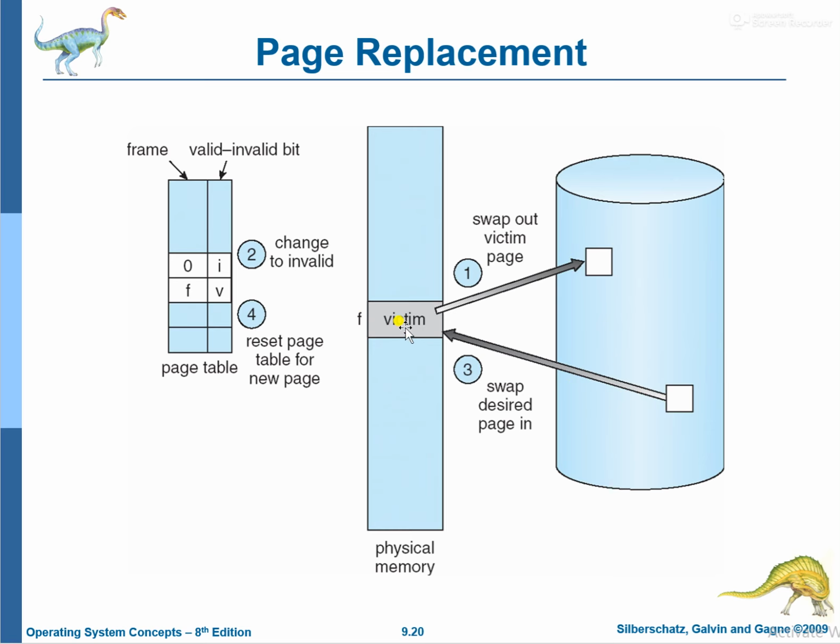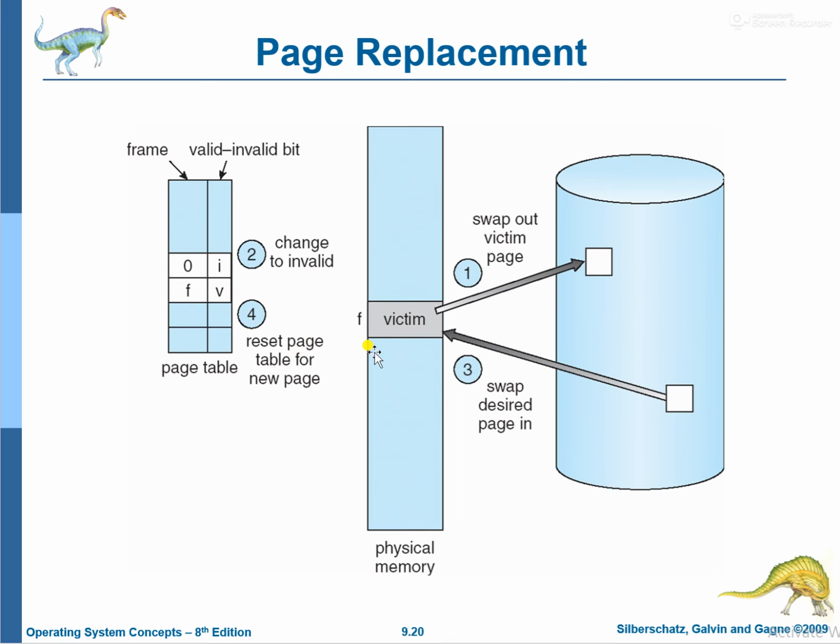in the place of the victim frame. Once it has been done, then you have to make a change over here in the page table, because you bring that page F back into the main memory, so your invalid bit will be reset to valid. You have to change it to valid, and that frame, like here if we replace frame O, so O will become invalid and F becomes valid, and then reset the page table for this new page.